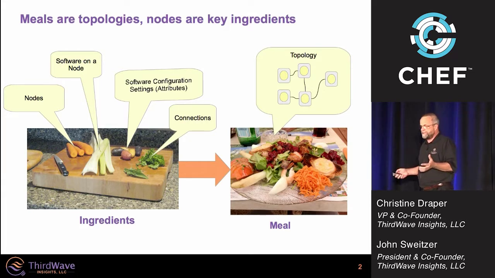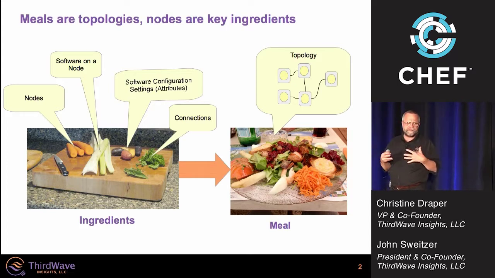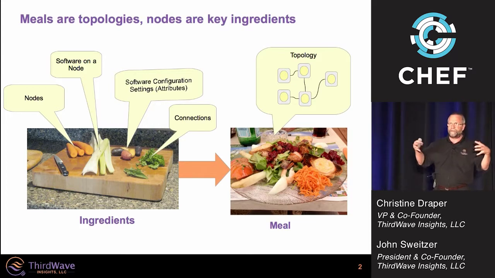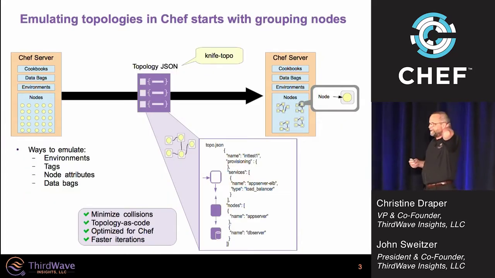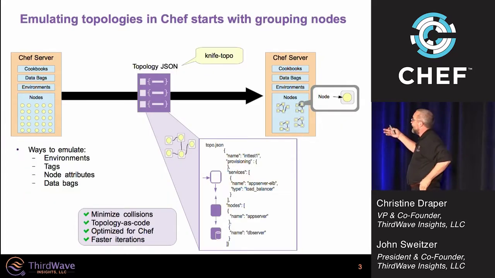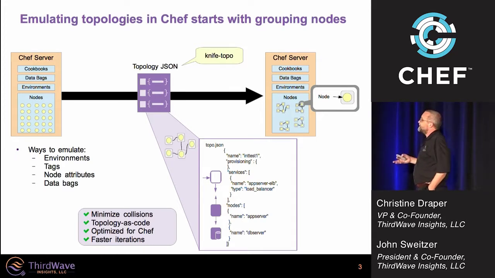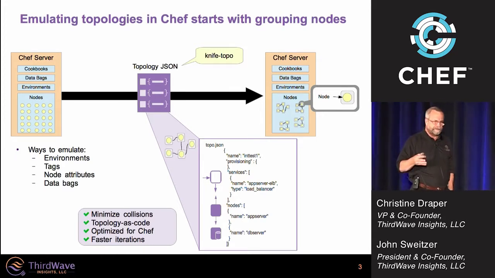Now, one of the key questions that comes up is, how do you get this notion of a topology to work with the current Chef infrastructure? The way we're going to refer to that is emulating the topology in the Chef server. And that really starts with grouping nodes.